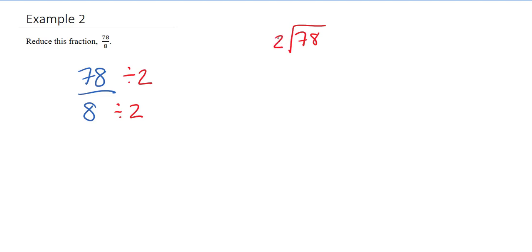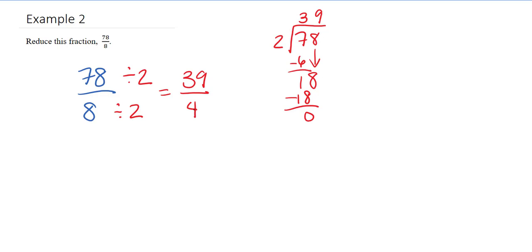Let's just go ahead and do this. So 2 can go into 7 3 times. That's 6. We subtract, we get 1. Bring down the 8. 2 can go into 18 9 times. We go ahead and subtract, we get 0. So on the top, we're ending up with 39 over 4.